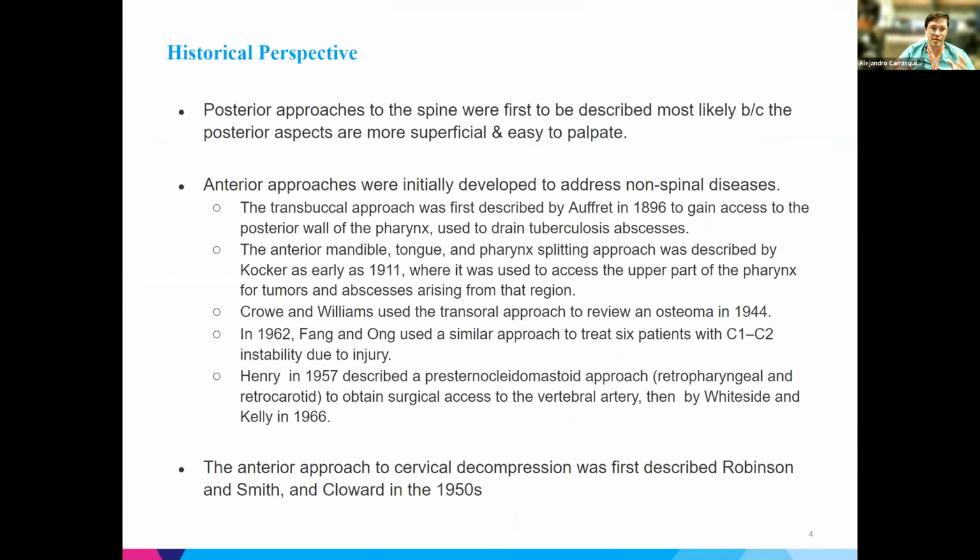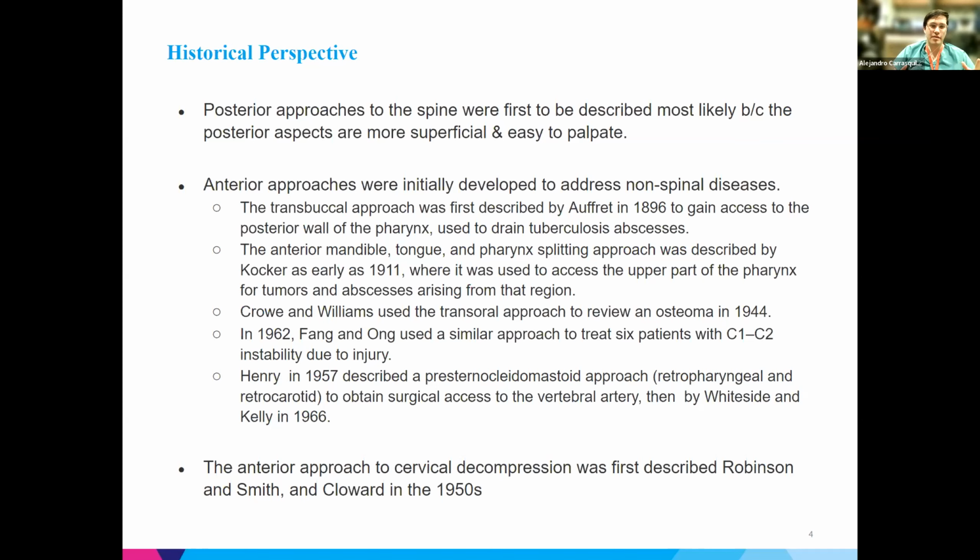So to give you some of the background, the posterior approach to the spine was actually first to be described, and this is most likely because it is more superficial and easy to palpate. Later on, anterior approaches were initially developed to address non-spinal diseases. The transbuccal approach was described as early as 1896 to gain access to the posterior wall of the pharynx.